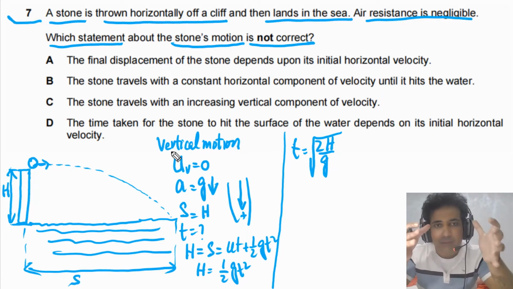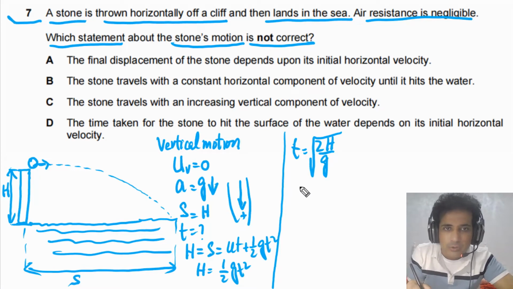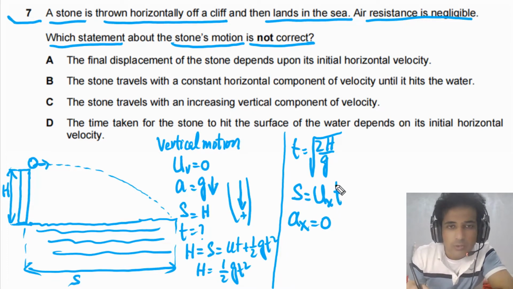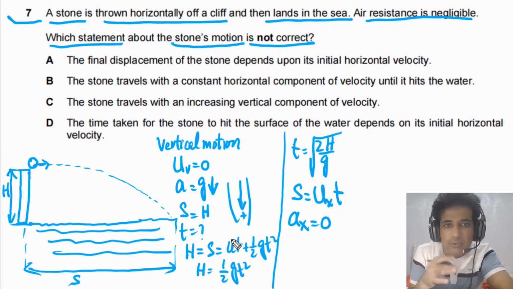For this question, it is given to us that air resistance is negligible. It means the horizontal component of velocity will not change. So simply we can say s will be equal to u_x, the initial velocity, times t, because acceleration along horizontal is equal to 0, because there is no force acting along horizontal. So we can say a_x is equal to 0. Horizontal velocity of the stone will stay constant because there is no air resistance.